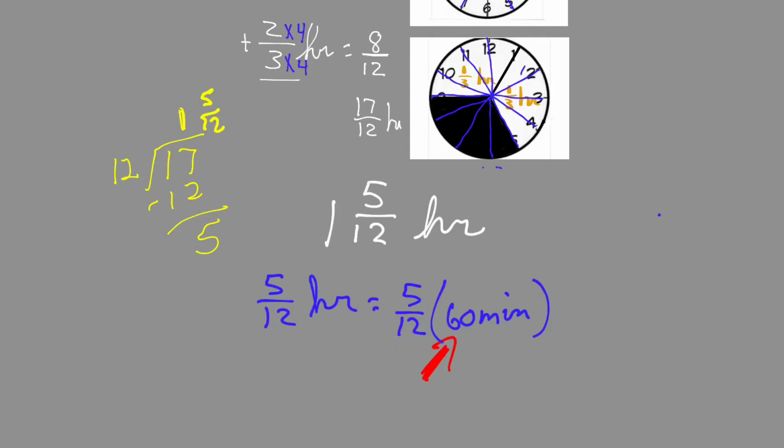60 divided by 12 is 5. 5 times 5 is 25 minutes. So if you wanted to know, 1 and 5/12 hours is 1 hour and 25 minutes.